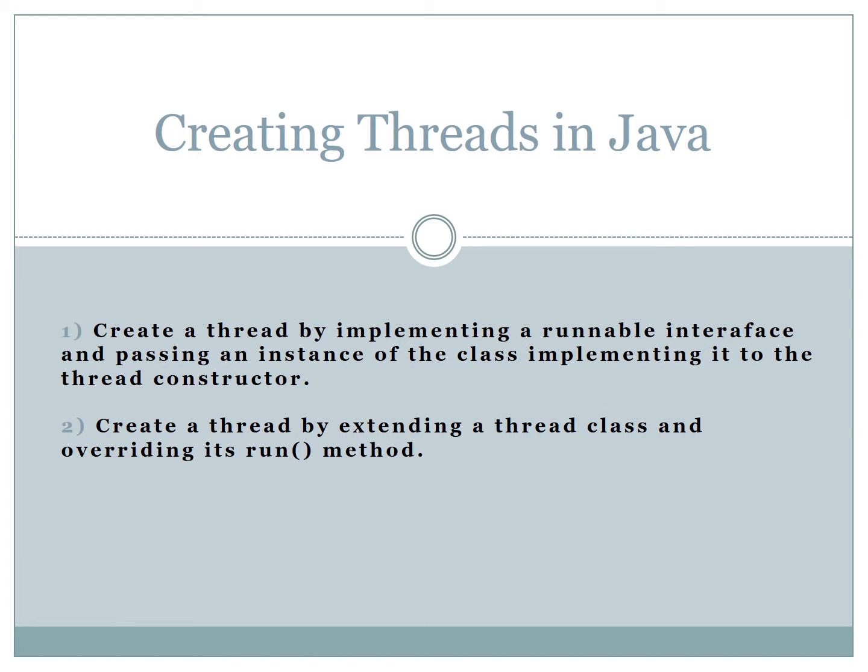Thank you. Hi, we shall now see how threads are created in Java. There are two ways to create threads in Java. The first one is by implementing the Runnable interface and passing an instance of the class implementing it to the Thread constructor. The other one is by extending the Thread class and overriding its run method. We shall now see both these ways of creating threads in more detail with examples.